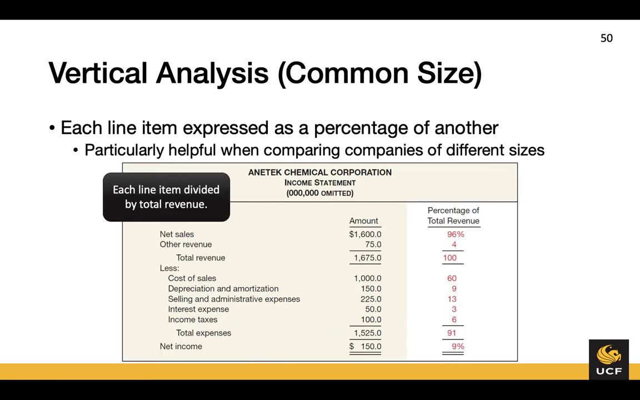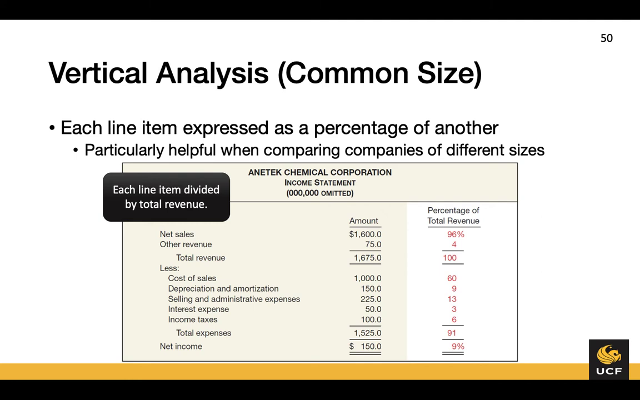Vertical analysis scales all of the numbers in the financial statement by a common denominator, thus giving us an indication of its relative importance. In the example here, we see an income statement scaled by total revenues. When looking at the expenses, we can see that the biggest expense is cost of sales.